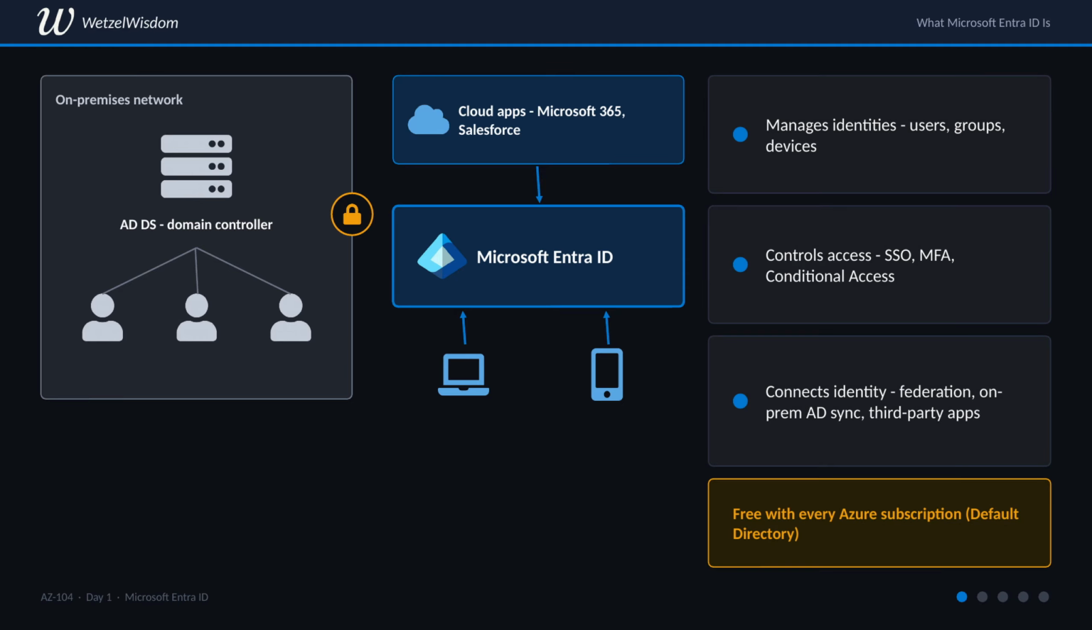So Entra ID has 3 jobs. They're on screen, but let me put them in plain English. First, it manages who you are. Every person in every group and every device gets a record in the directory. Second, it controls what you can get into. Single sign-on means you log in once and every app trusts it. MFA stands for multi-factor authentication and typically requires a second form of authentication in order to sign in, such as a text, push, or even a passcode.